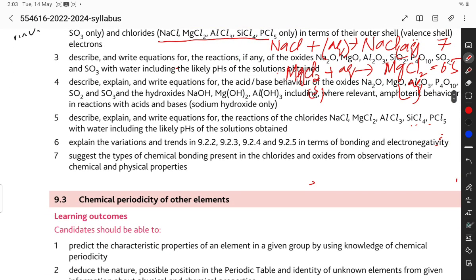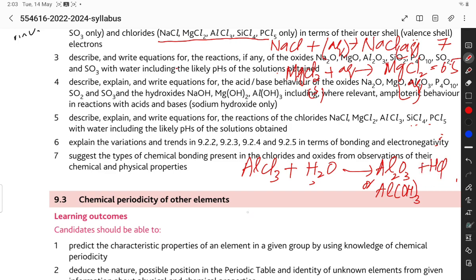And then aluminum chloride, AlCl3. This is a very important reaction from the examination point of view. It forms Al2O3, or you can write AlOH thrice plus HCl. Similarly, SiCl4 plus water forms silica plus HCl.